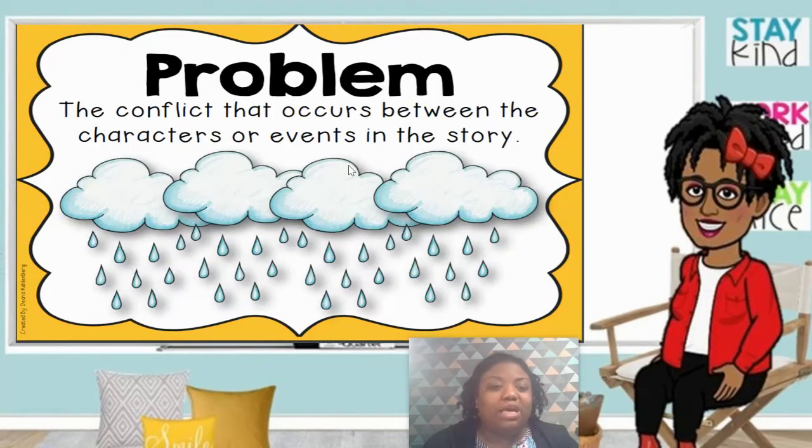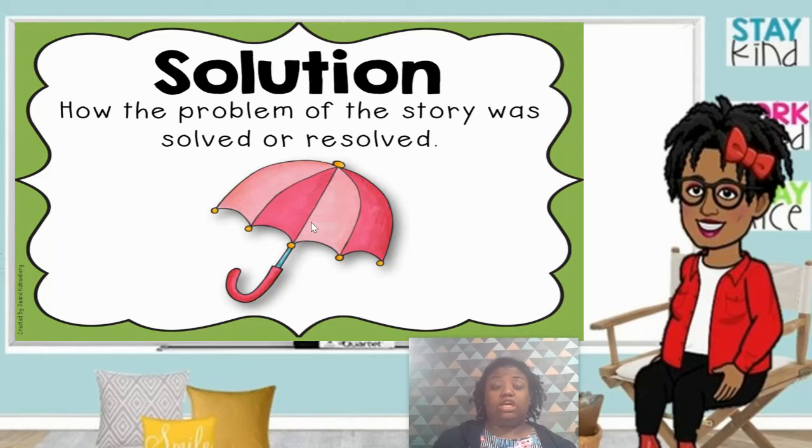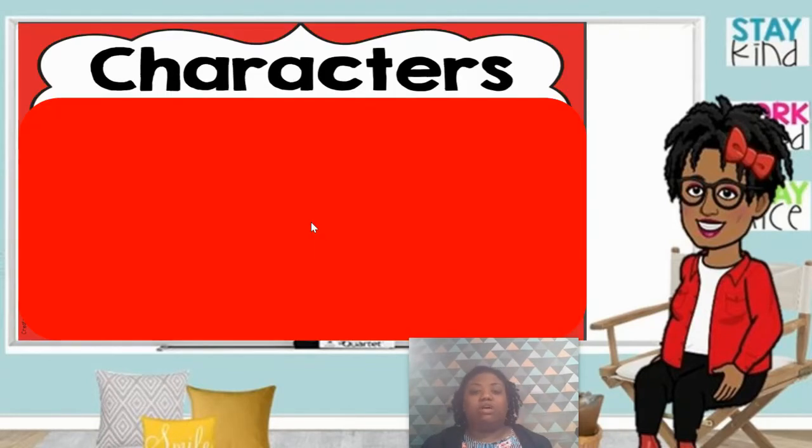The problem is the conflict that occurs between the characters or the events of the story. If you're outside and a rainstorm happens, that is the problem that you're experiencing in the story. So then the solution is, how is the problem of the story solved or resolved? So it's raining. You can't make it stop raining, but you can use an umbrella.